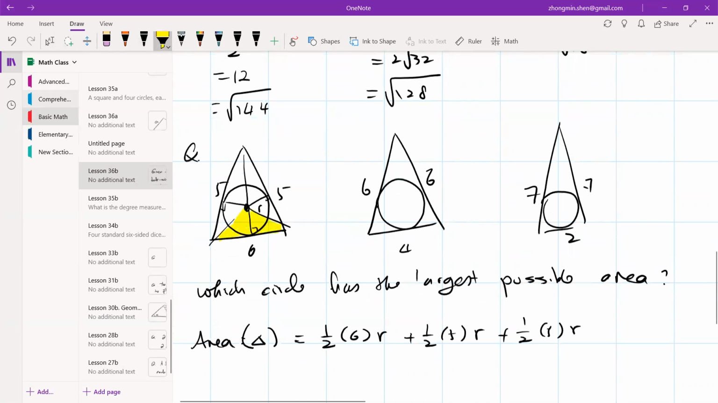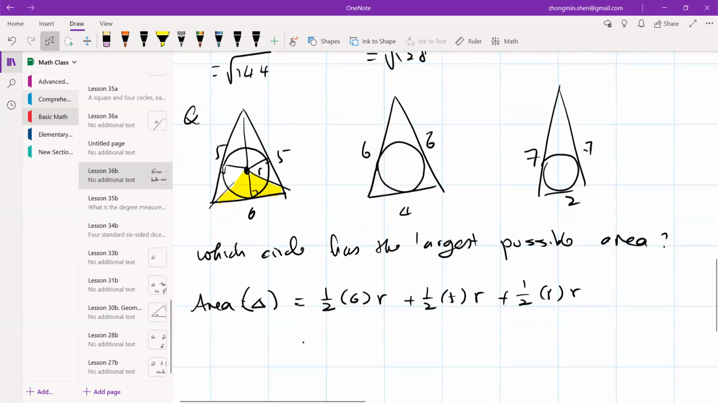Okay, we have 3 triangles, but each of the triangles has the same height, which is the radius. The perimeter here is going to be 16, so that all equals 8. Which circle has the largest radius? It really depends on the area of the triangle, right? The area of the triangle on the left-hand side has the largest possible area.